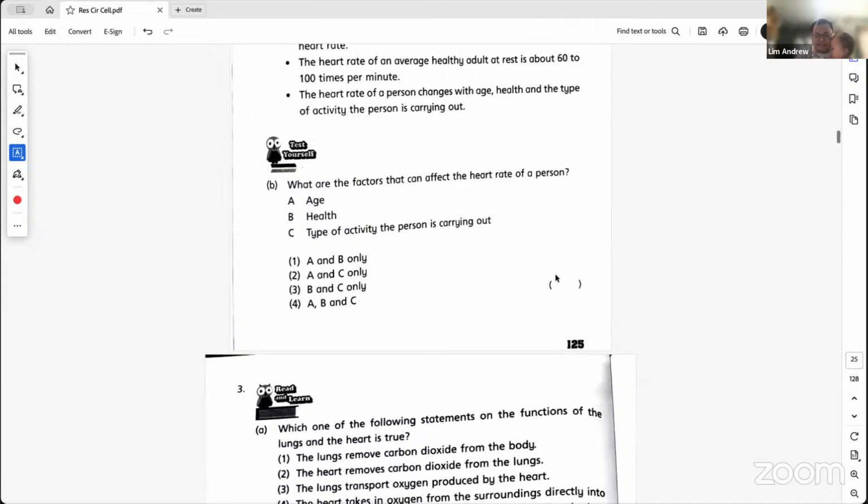So let me just explain a bit further. Our heart rate is actually the number of times the heart beats in a minute. The heart rate of a healthy adult stays between 60 to 100 times per minute while at rest, and the heart rate of a person changes due to age, health, and type of activity. For example, a baby's heart rate will be the fastest among all of us, but as age goes by, it will get slower and slower. All right, then let's carry on.